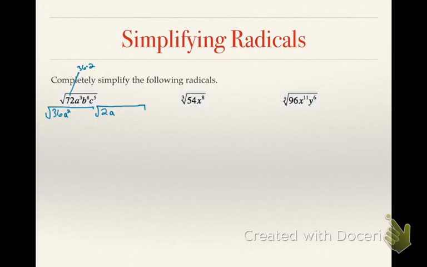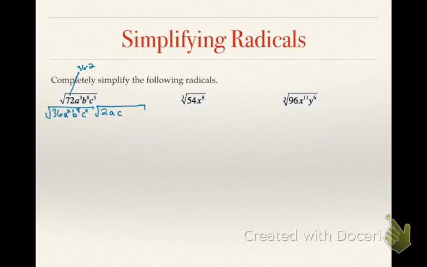b to the 8th is a multiple of 2, so it is a perfect square, so I don't have to do anything other than just write b to the 8th in the perfect square radical. c to the 5th is not, because it's not a multiple of 2, but the highest one is c to the 4th, so I still have a c left over.